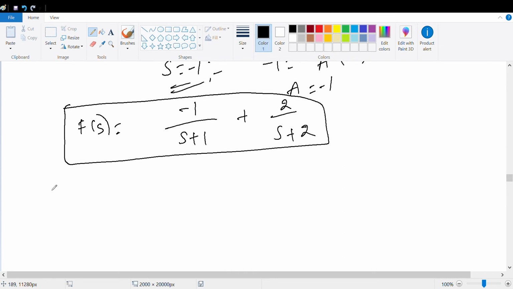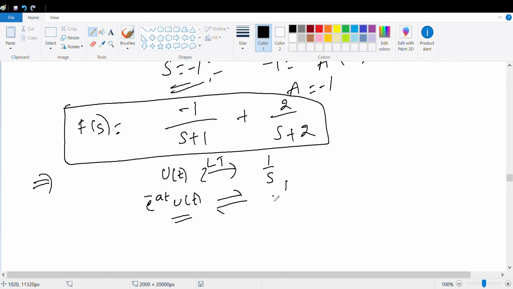So now we are ready to apply the inverse Laplace transform. Before that, we are going to check some basic formulas. Suppose you have h of t, u of t. If you apply the Laplace transform, you get 1 by s. In the same way, e power minus a t u of t has the Laplace transform 1 by s plus a. So these two formulas we are going to use now.